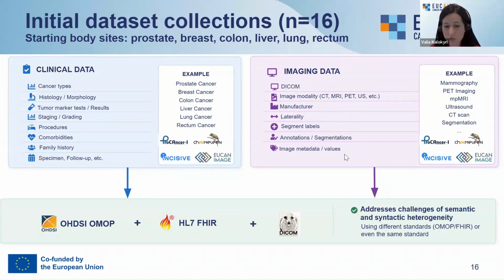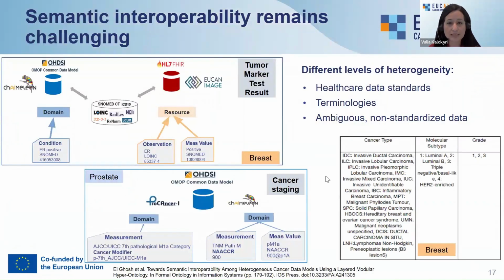However, what is important to mention is that these challenges do not just come from the fact that these two models are different, but we also found challenges of semantic and syntactic heterogeneity even within the same standard. So let's see an example of this just to understand a little bit better. So you see here on the top, I don't know if you can actually see my pointer. We have an example of the tumor marker test result.